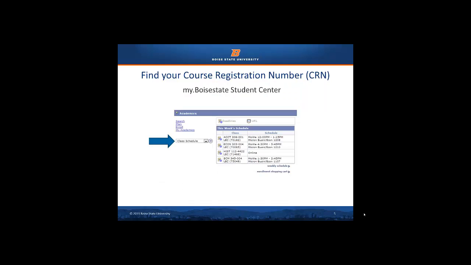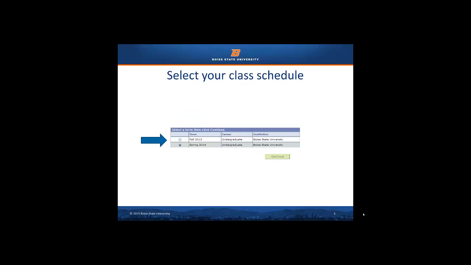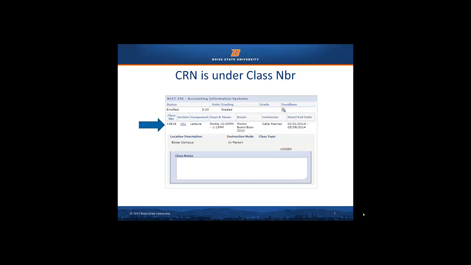Before getting started, you will also need to know your CRNs. You can find your CRNs by logging into your My.Boise State Student Center. If you are enrolled in the current semester, then by default, that schedule will appear on your academics screen. To find your schedule for the next semester you're registered for, click on the down arrow, then select Class Schedule. Choose the term you're requesting accommodations for, then click Continue. Once you pull up the appropriate class schedule, you will see the CRN listed under class number.